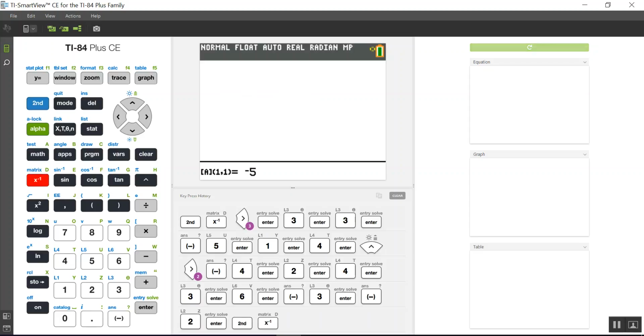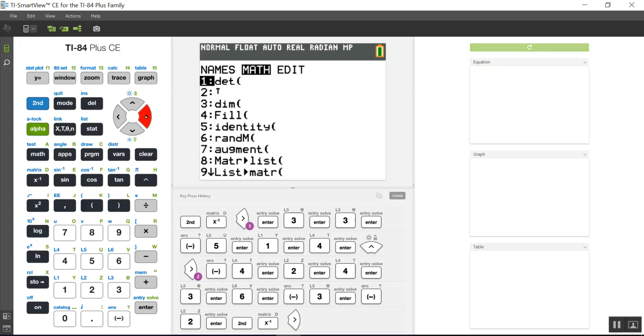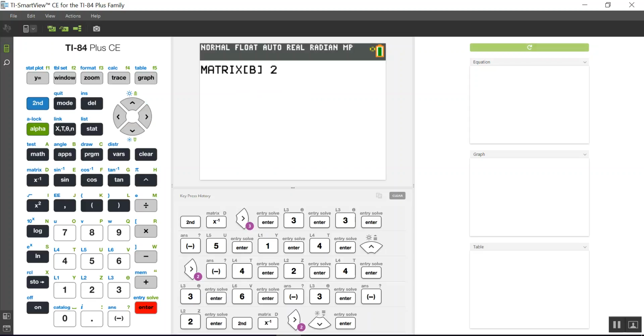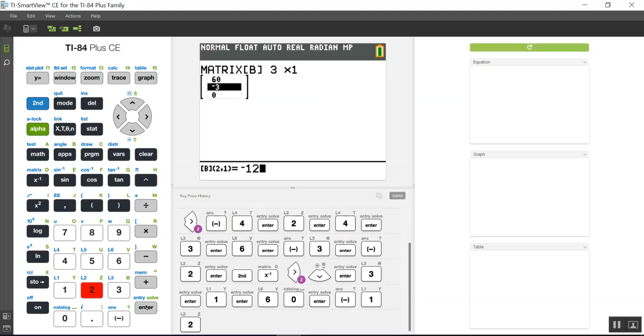Let's go and put in our constant matrix, and that's going to be in matrix B. And this one has 3 rows and 1 column. And I had 60, -12, and -52. Okay, and let's quit.